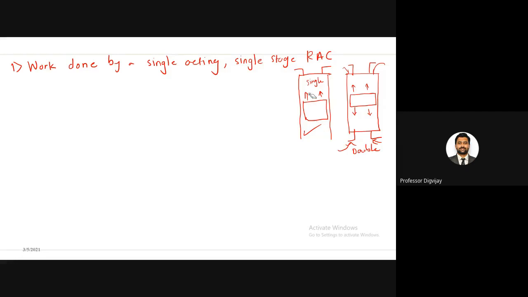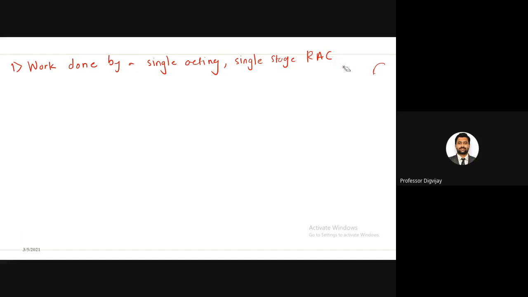So I'll rub this. Right. So give the title: work done by a single acting and single stage reciprocating air compressor. Again, one more important thing here, it is work done. This is actually a wrong term to say because it is a compressor. There are two things you maybe already know: one is turbine and another, what we are studying here, is a compressor.